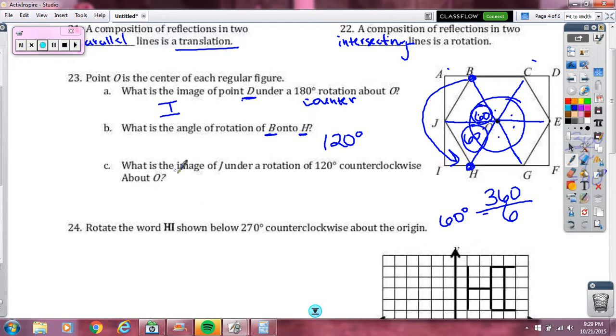Last one for this problem. What is the image of J under a 120 degree counterclockwise rotation about point O? J is where I'm starting, and I want to go 120 degrees from point J counterclockwise. So there I would have gone 60. To get to 120, I need to go another 60. And that puts me at point G.